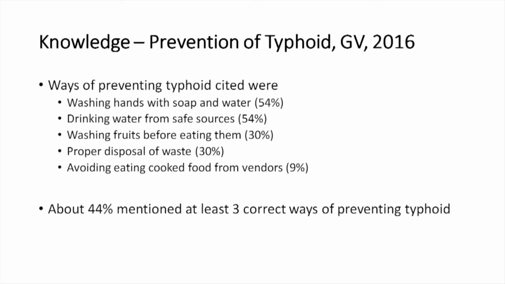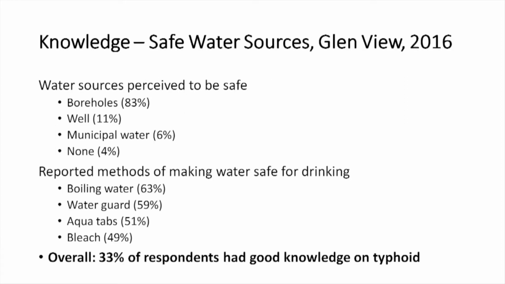Then ways of preventing typhoid that were cited were also not good. Only above 50% mentioned washing hands with soap and water, and also drinking water from safe sources. Then in terms of the water sources that were termed to be safe, 83% mentioned bore water, and interestingly, municipal water was only mentioned to be safe in 6%.